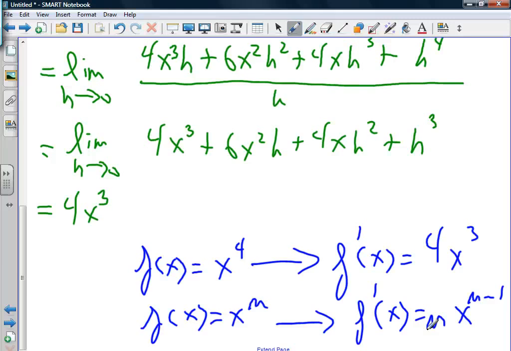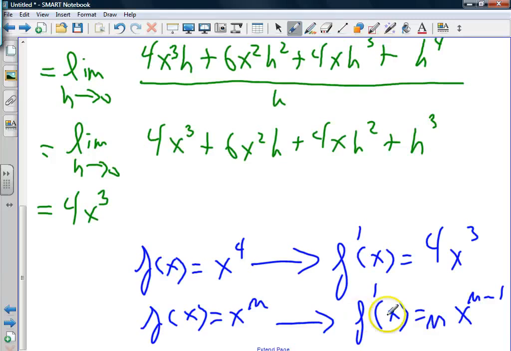Let's predict. I'm going to do it the hard way, okay? But what does this pattern say? If n is negative 1, by the way, what does x to negative 1 really mean? It means 1 over x, right? So the derivative of 1 over x, or x to the negative 1, according to this, would be what? Negative 1 times x to the negative 2, right? So you should get negative 1 over x squared. Let's see if that's true.